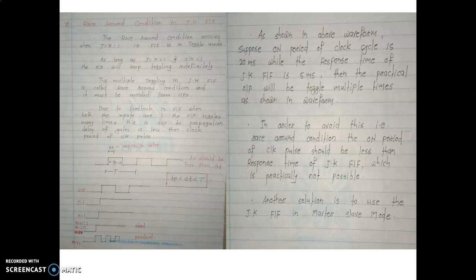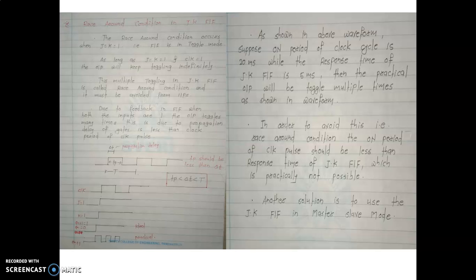For the JK flip-flop, if the values of the J input and K input are 1, then the flip-flop goes into the toggle state. That is what is meant by a toggle state. In the toggle state we get the inverted output. If we have a 0 input, then we get an output of 1, and if we have an input of 1, then we get an output of 0. So in this case we have multiple toggling.